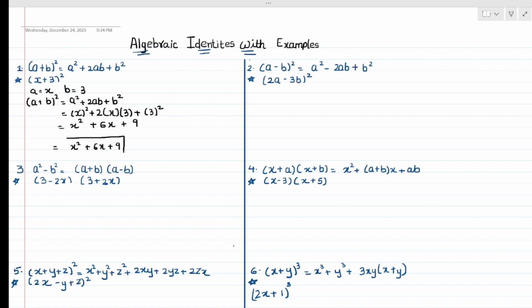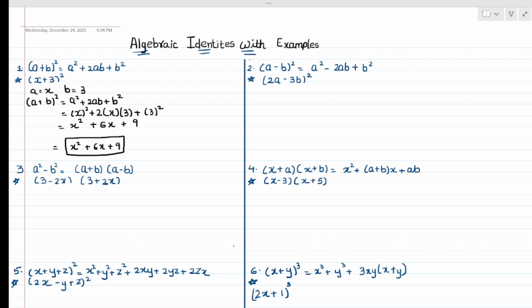Okay, easy. Moving on to our next identity, which is the vice versa of (a plus b). Second identity says (a minus b) the whole square, that means a square minus 2ab plus b square. The only difference between these two identities is this minus sign. Our plus sign is there in the middle term for (a plus b), our minus sign is there for our identity (a minus b).